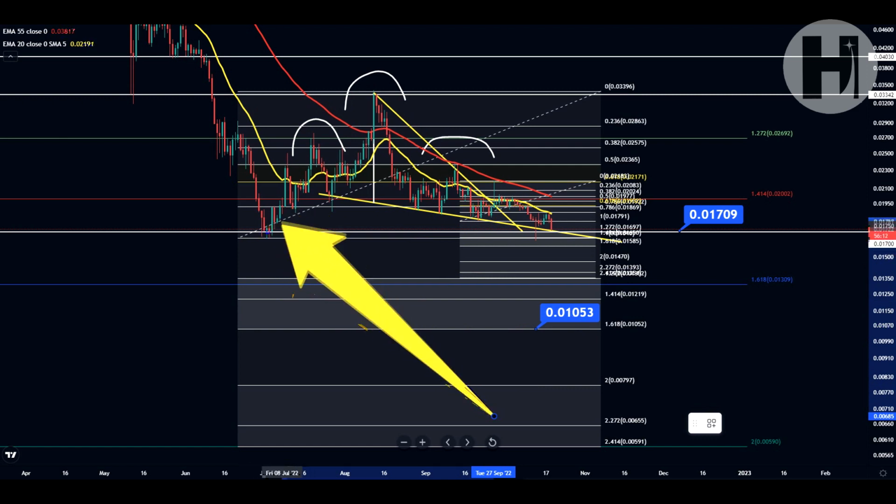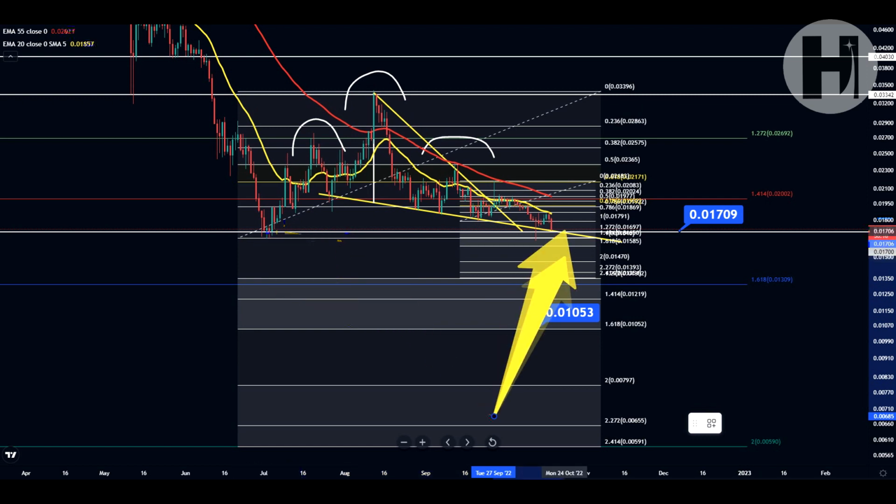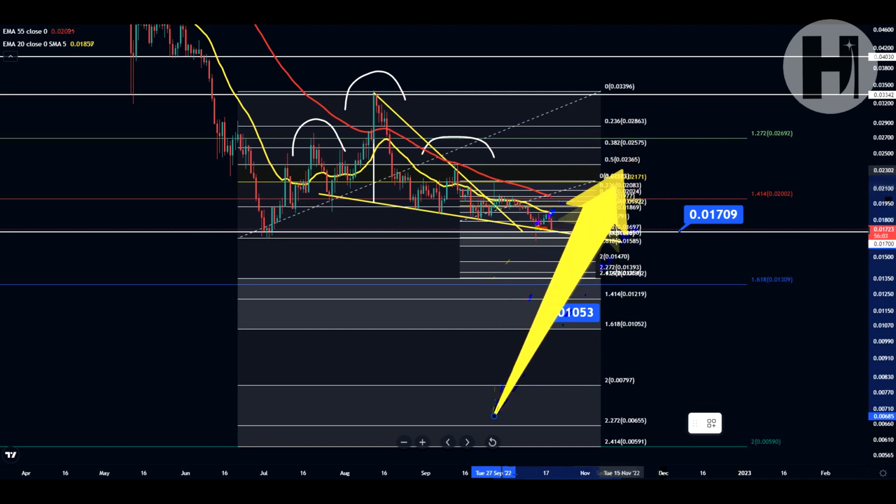And as I always say, if you start losing key support levels, you're going to have more targets to the downside, because if you break resistance, right, then you have targets to the upside because you're bullish, you're breaking resistance. This is the exact opposite of that.